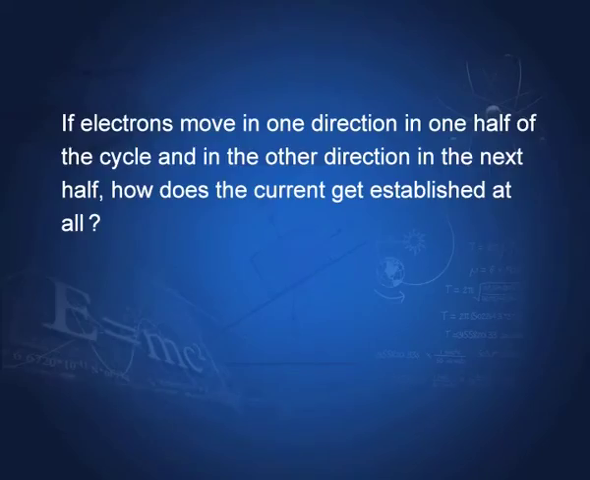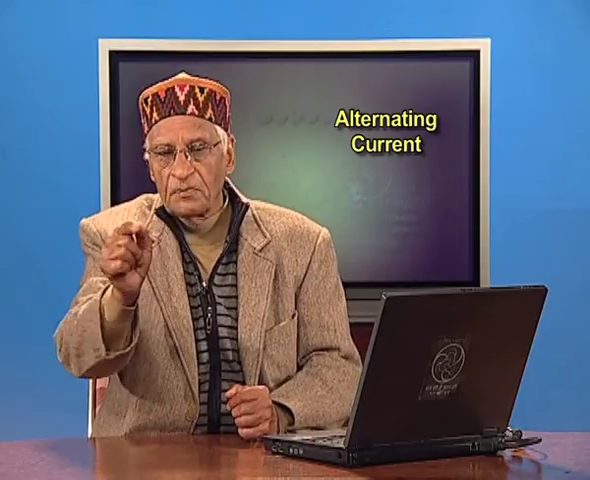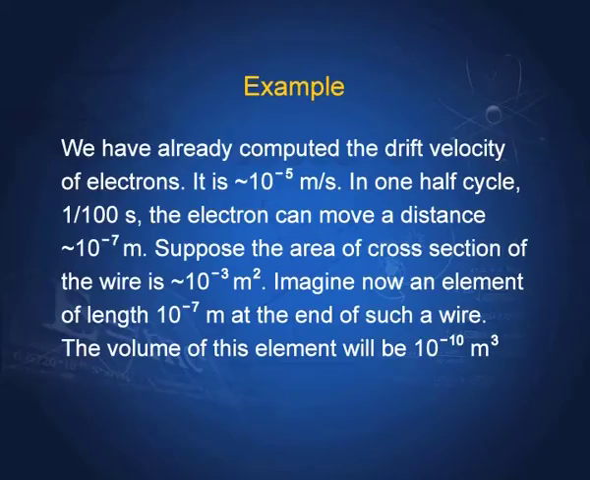Now, the question arises that if electrons move in one direction in one half of the cycle and in the other direction in the next half of the cycle, then how does the current get established? Electrons move for one half cycle in this direction, for the next half they move in the opposite direction. So, how does the current get established? Instead of answering directly, let us make a simple calculation and explain how things work. We have already computed the drift velocity of electrons. It is about 10 to the minus 5 meters per second, that is a few millimeters per second.